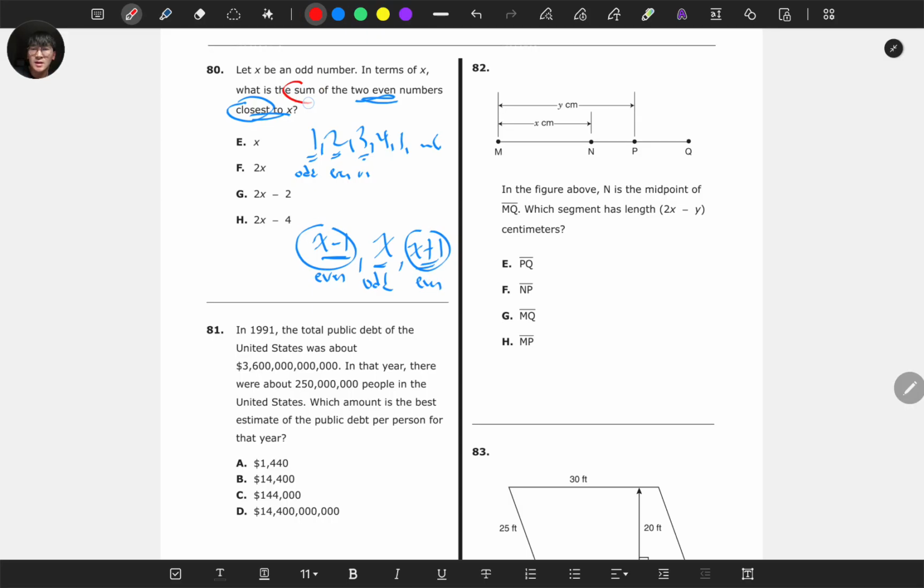And then they're saying sum, so that means we've got to add these two. So that means x minus 1 plus x plus 1. The ones cancel, and you're just going to get 2x, which is the answer. Okay.